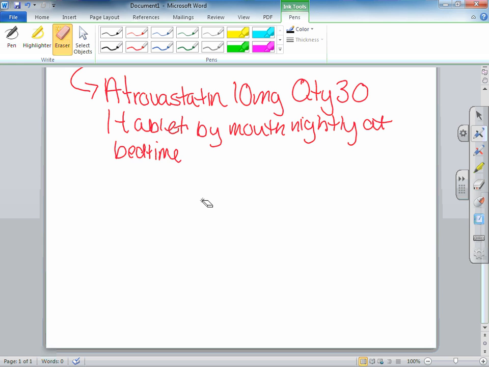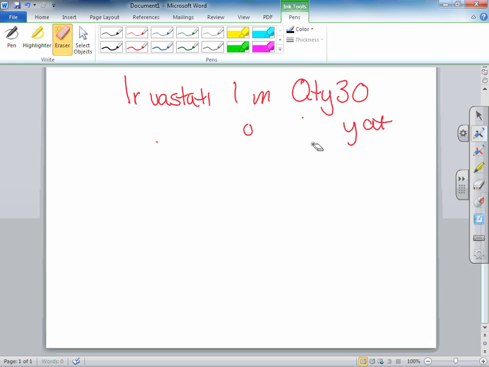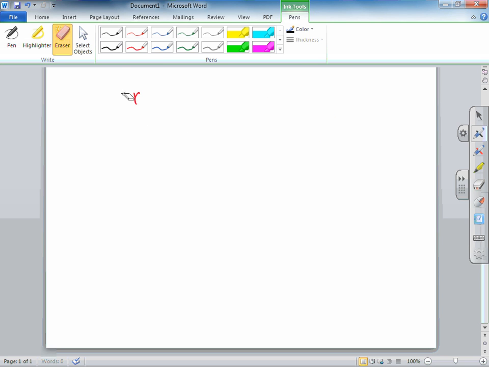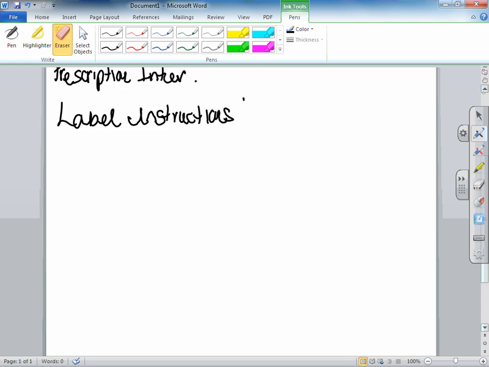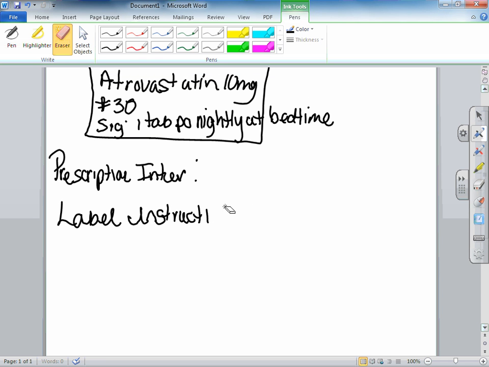So let's do number 2. Number 2 is on the next page, page 158. Again, what you're doing is determining the prescription interpretation. What does that mean? That means you are going to read the prescription as you see it. Read it as you see it.